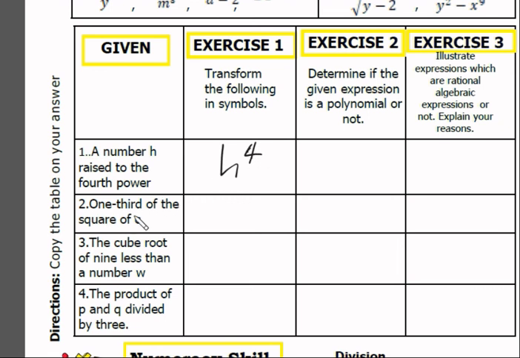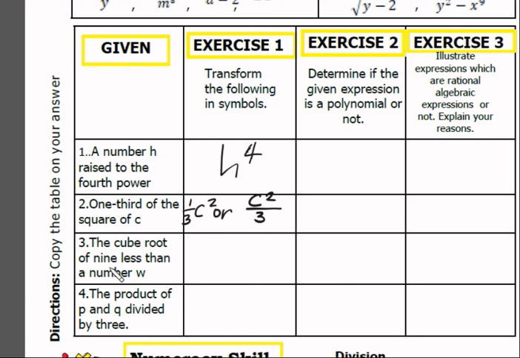How about in number 2? 1/3 of the square of c. So we can write it as 1/3 c squared. Or we can have actually c squared all over 3. There.